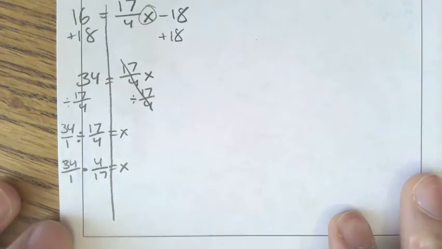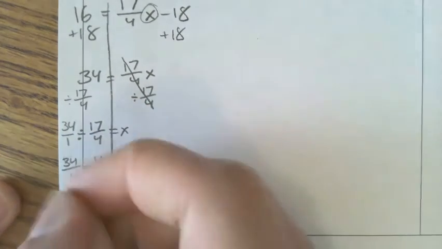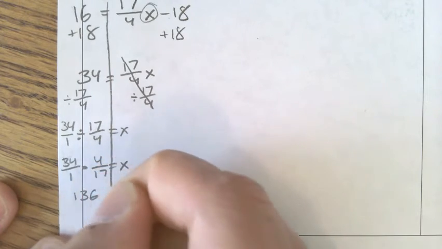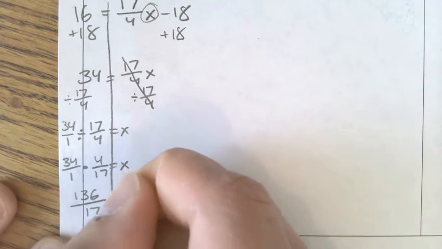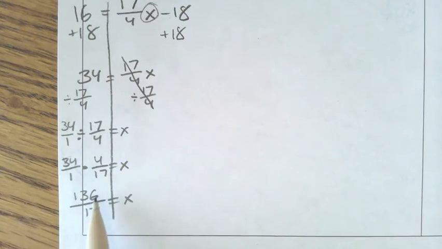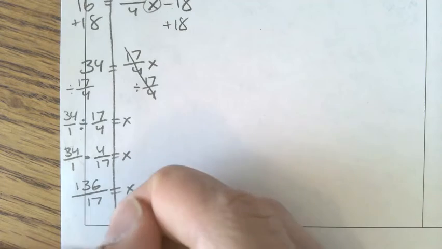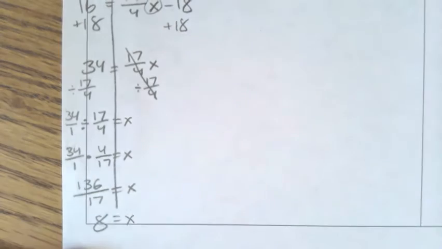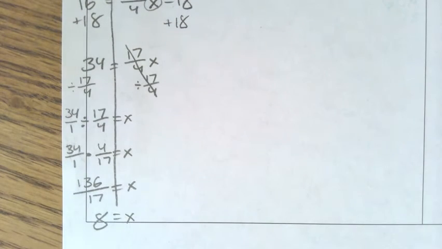Put the whole number over 1, and then we do keep, change, flip. So keep the first fraction, change it to multiplication, and flip the second one. And now we can multiply straight across. So 34 multiplied by 4 will come out to 136. 1 times 17 is 17. And then if you do 136 divided by 17, it actually comes out to a nice number of 8. Woo! Okay, we did it.